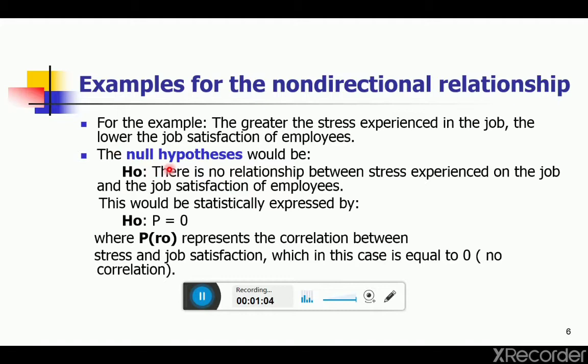Now the null hypothesis we are going to discover is for the non-directional relationship, and that will be the correlation. Basically we are going to study the correlation between two variables, stress and job satisfaction. The theoretical hypothesis H0, the null hypothesis, is that there is no relationship between stress experienced on the job and the job satisfaction of employees. Simply stated, there is no relationship between the two variables, stress and satisfaction. Here H0, the null hypothesis, is rho equal to 0. Rho is the correlation sign.